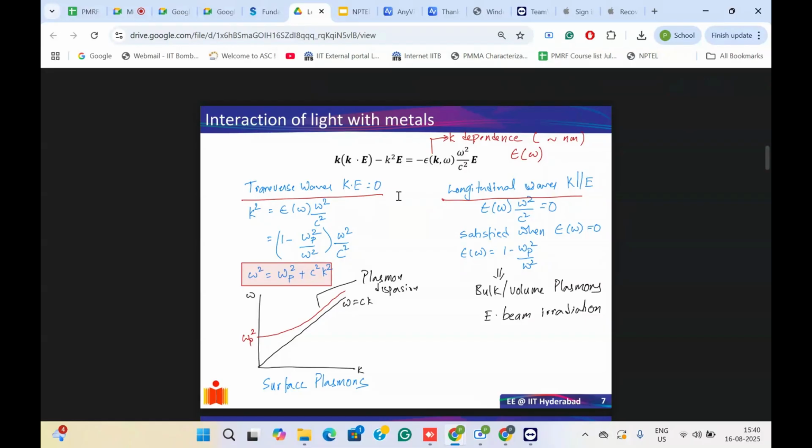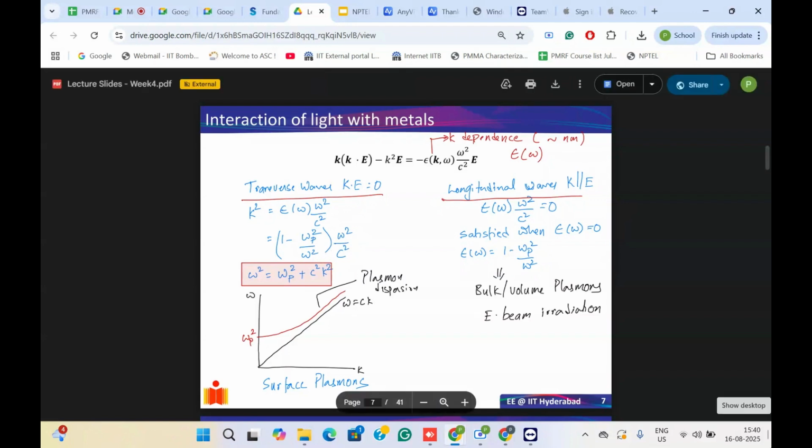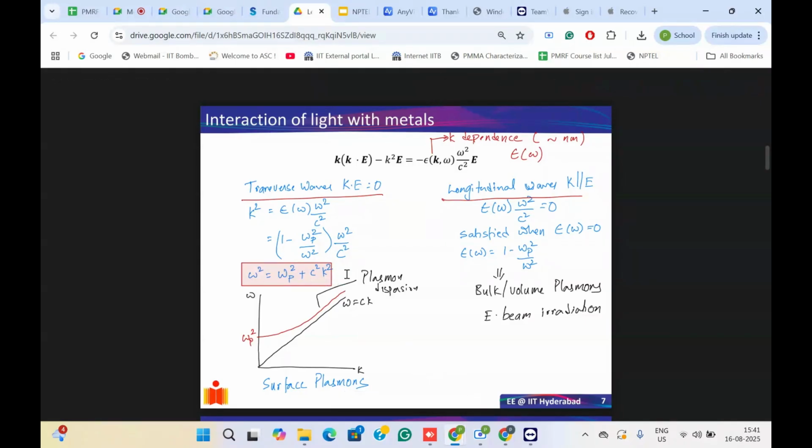So this is the generalized dispersion relation for the wave. We saw in the previous lectures that for matter we get the dispersion relation 1 minus omega p square upon omega square into omega square by c square. So omega square is equal to omega p square plus c square k square. This is the general dispersion relation when light interacts with the matter.